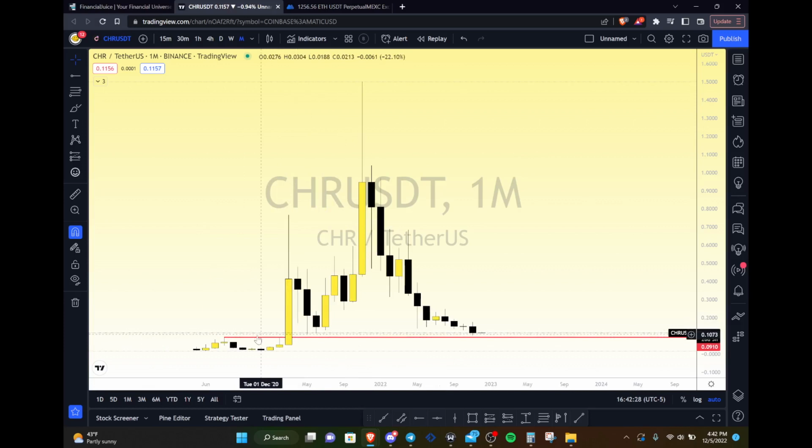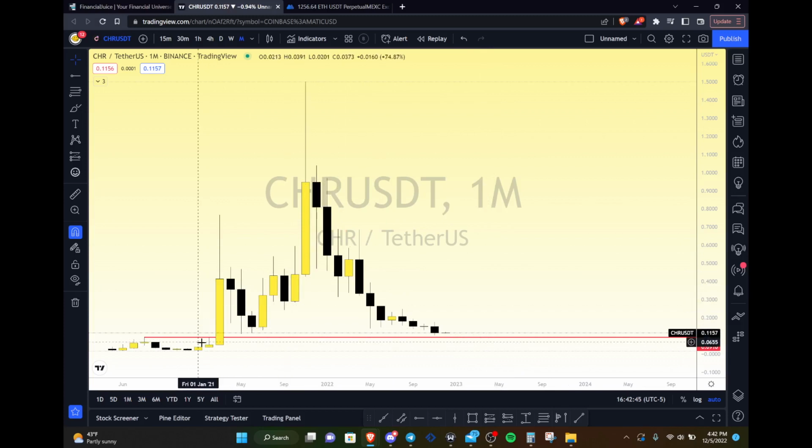what's interesting is if we hold this top structure, if we hold this consolidation here, this is like the birth. We hold the birthing consolidation of where CHR pretty much started, at least when it was listed on Binance, then we're looking at a macro higher low. So this is why I'm kind of interested.